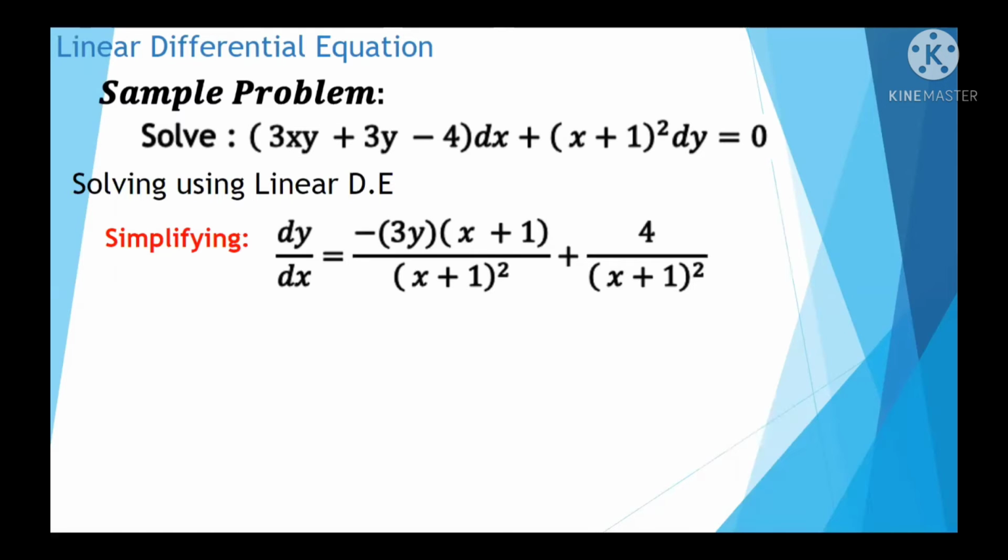Now, in order to achieve the general equation of linear DE, we're going to break down the equation negative 3xy minus 4. Let's break it into 3xy plus 3y all over x plus 1 quantity squared and negative 4 all over x plus 1 quantity squared.